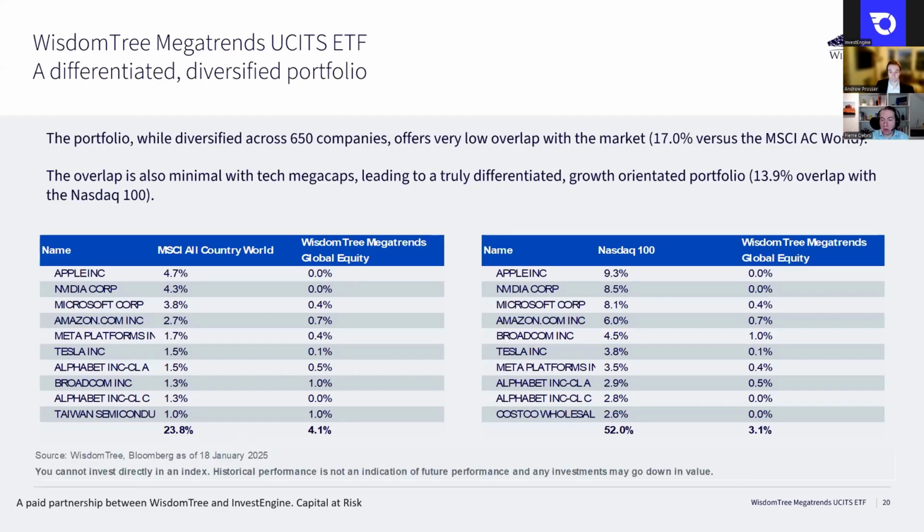And to give you a feel of what that means, if you look at the biggest companies in the world, what we tend to call the Magnificent Seven now, Apple, Nvidia, Microsoft, Amazon, and so on, what you see is that their weight in the market is around the 30 to 40% mark. The weight in the WisdomTree Megatrend UCITS ETF is under 3, right? So it's less than 3% in those 7 big stocks, which shows how differentiated the portfolio is, even if the number of stocks is quite high.